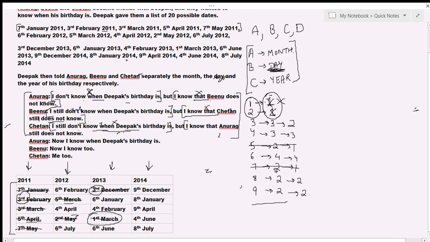Next part. I know that Anurag still doesn't know. See, Anurag knows the month. So if any month occurs only once in a particular year, then that month is not possible, and that particular year is not possible. I'll tell you why. See, in 2012, there occurs February, 6th of February here. I'll just write it down here.